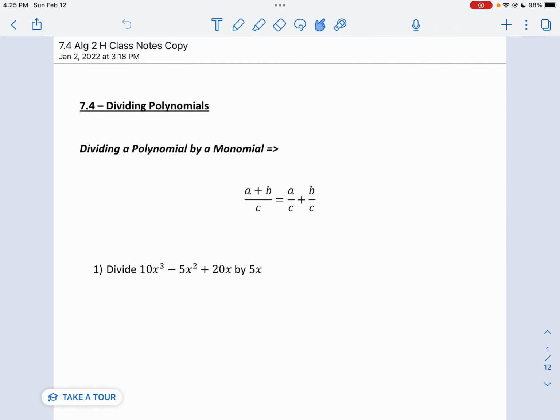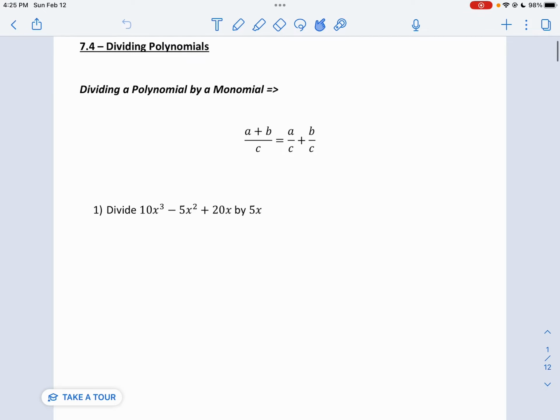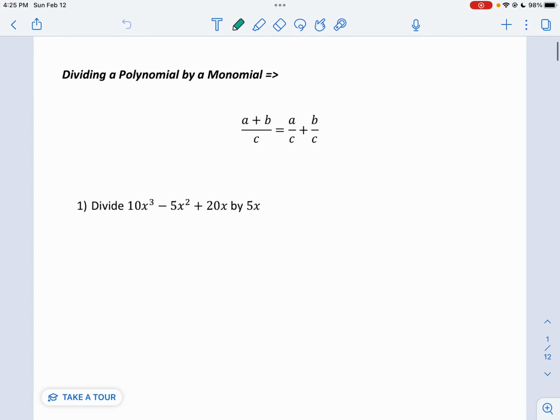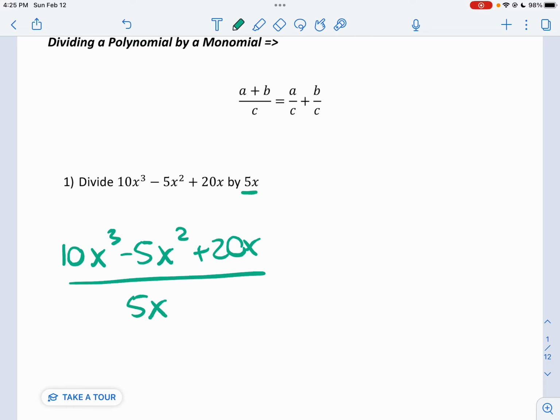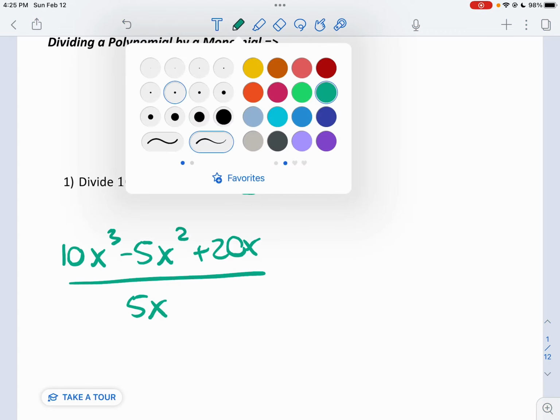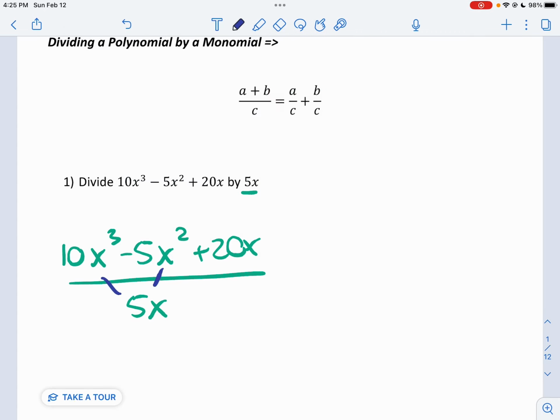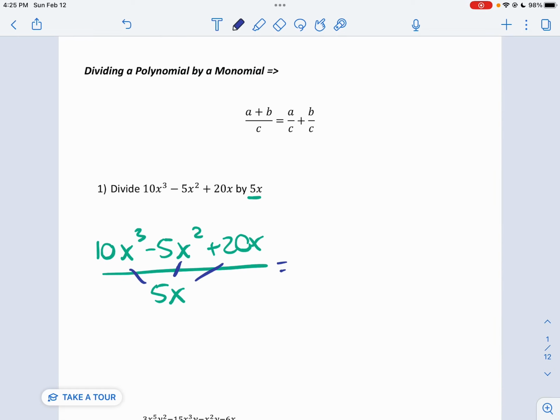All right, this video is about chapter 7.4, dividing polynomials. So the first process for dividing polynomials is if you had a polynomial like 10x cubed minus 5x squared plus 20x, and you were dividing by a monomial, which means a single term polynomial. And the way we're going to do this, which you guys have seen before, is that we're going to divide 5x into each term above. Because really it's as if you're trying to determine if you can factor out the term 5x from the numerator.